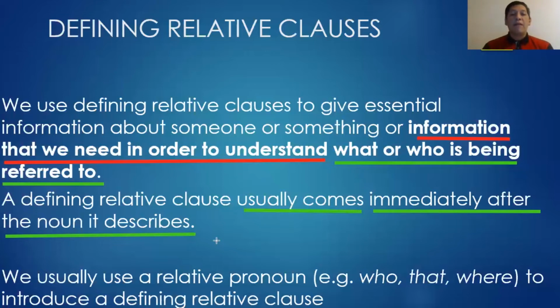Now, it says, we usually use a relative pronoun. Example is this, e.g. For you, if you don't know it, e.g. means example given, okay? The example that I give you. Example given, we have who, we have that, and we have where. You remember these ones, right? We checked them in the past video.